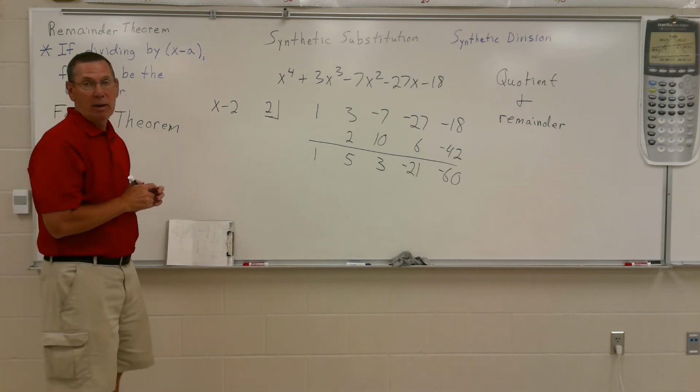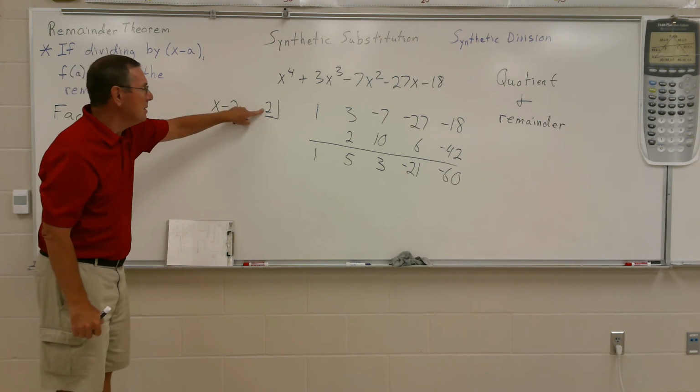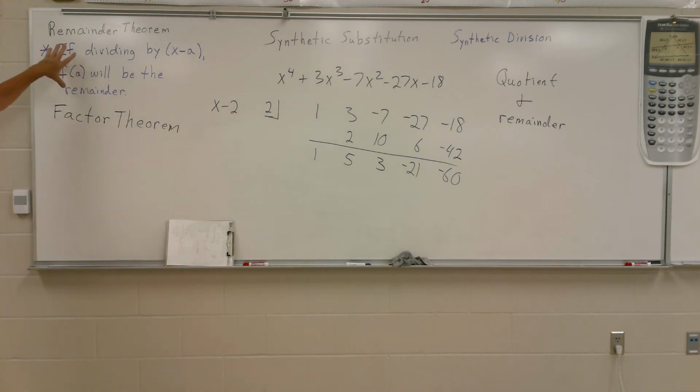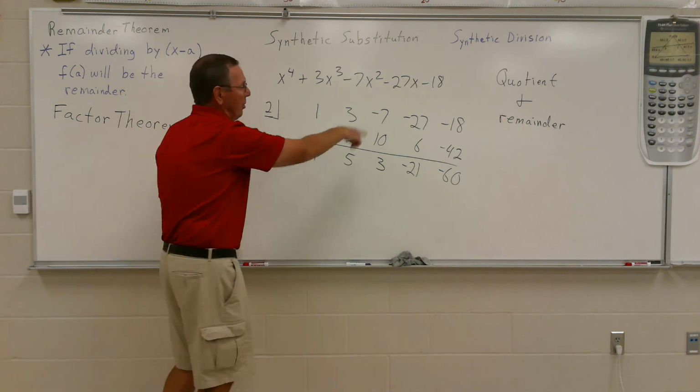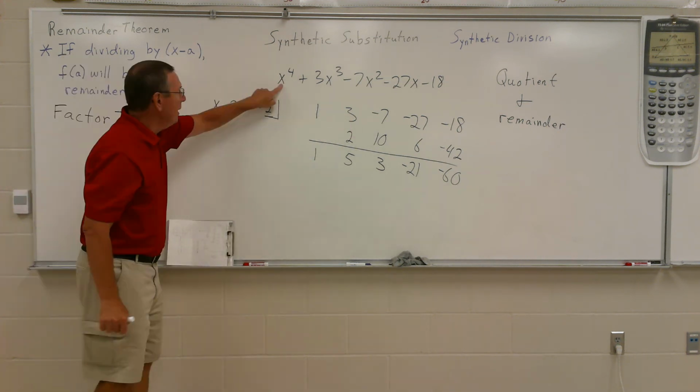Okay, I hope I did this right. I hope I don't have any silly mistakes in there. But if you're dividing by x minus 2, we're going to put a positive 2 in the box. And I have to go to this method. Don't go to the remainder theorem, because that just gives me the remainder. Here we want the quotient and the remainder, so we have to go to this stuff that we did a few days ago. Once I get to here, this is an x to the fourth.